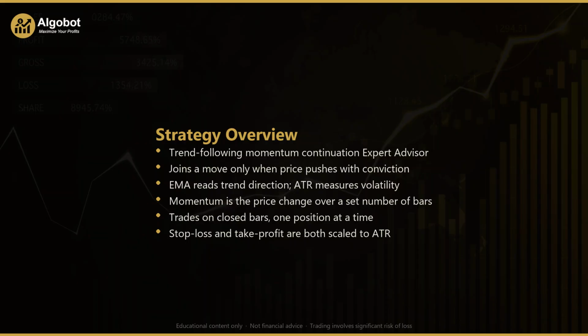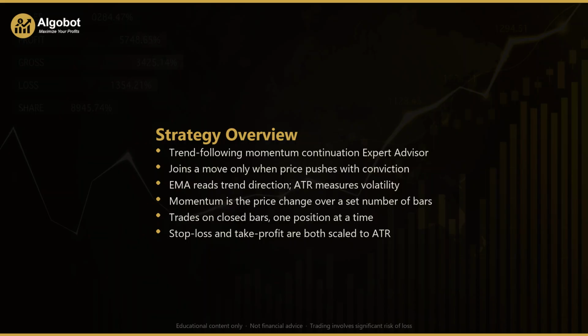That's the first filter. The second ingredient is momentum, which the strategy defines very concretely as the change in price over a set number of bars, 4 bars by default. A large change means the market is moving quickly, a small change means it's drifting. But raw momentum on its own can be misleading, because a big move on a quiet day is different from a big move on a wild day.